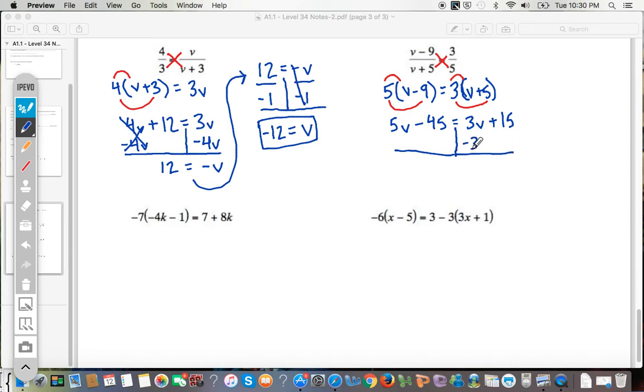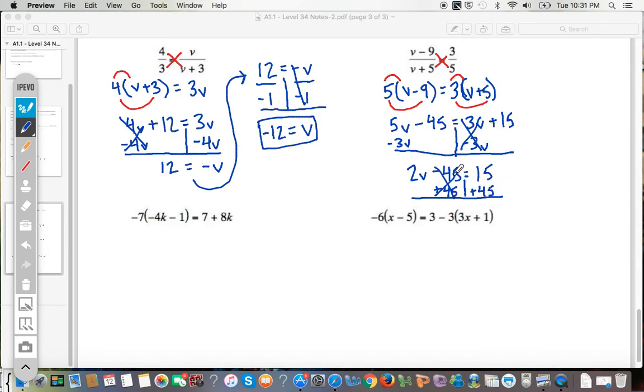So I need to subtract 3v over here, subtract 3v over there. 3v's cancel on the right side, so I have 5v minus 3v, which is 2v. And of course I have my minus 45. Equals, and on this side I have just 15. Okay? So I'll make my t-chart. I'll add 45 on this side. And I'll add 45 on this side.